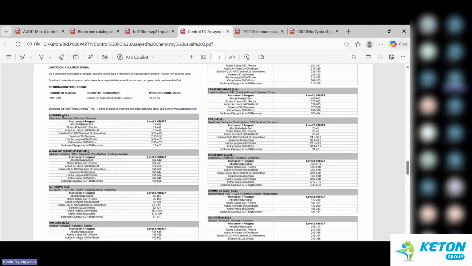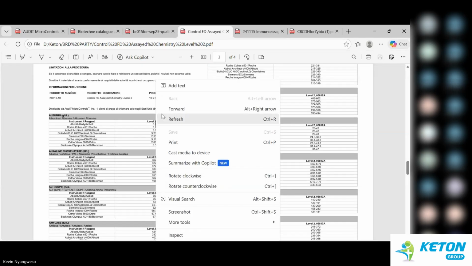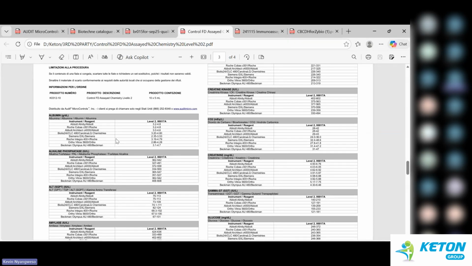So if you have got Abbott Alinity or just Abbott, you'll get the reference ranges here. And then if you have got Roche, then you also get the reference ranges for Roche. If you have got Biolis, Siemens, Roche Integra, Orthovitros, Beckman Olympus, we have got assay controls for different analyzers.